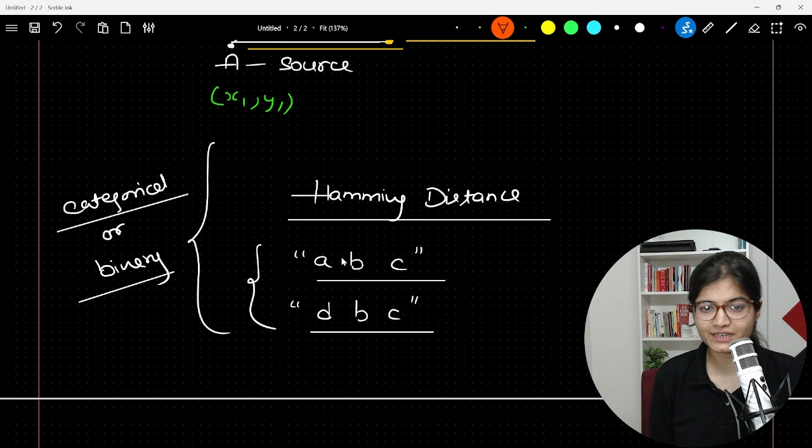For example, here you can see you will be having A and D. So there is a mismatch, so here it will become 1. There is a match, so it will become 0. There is a match, it will become 0. So now add all the values that you have. Now the answer will become 1.